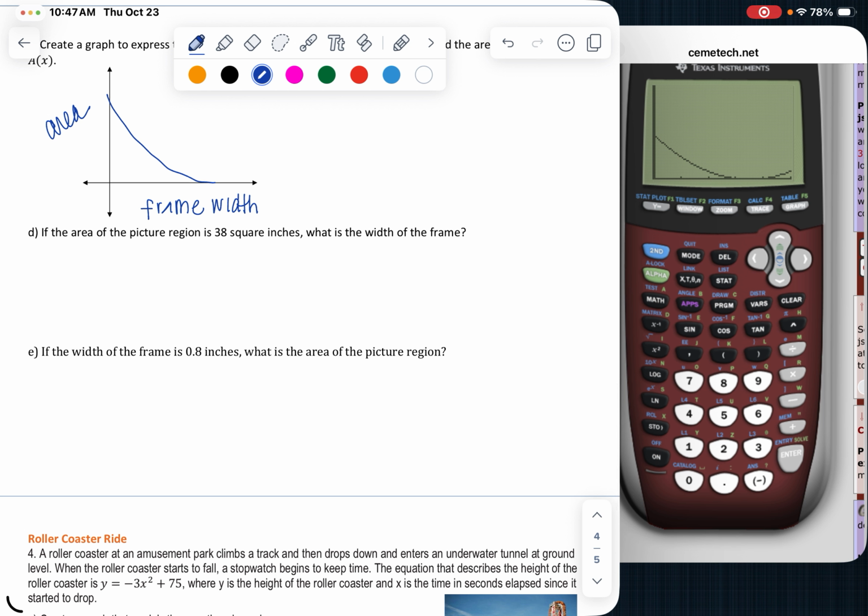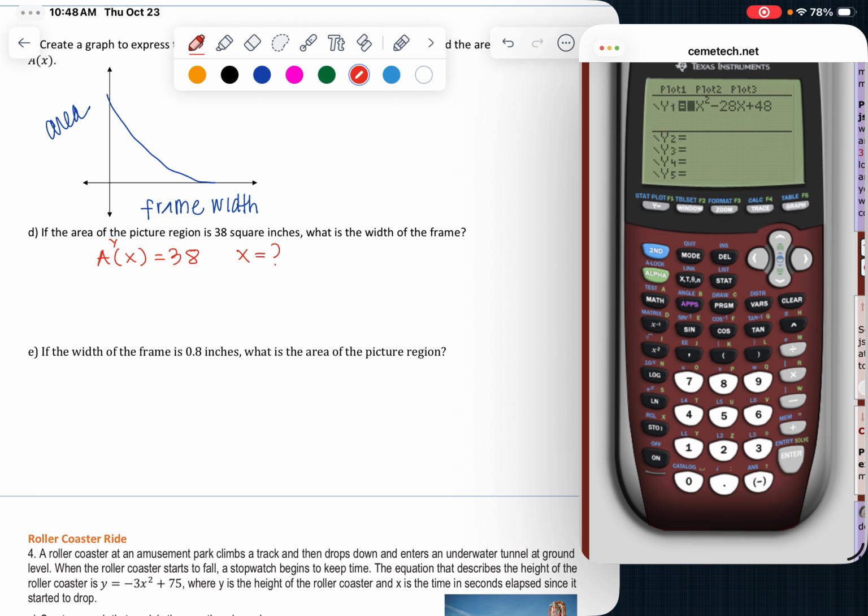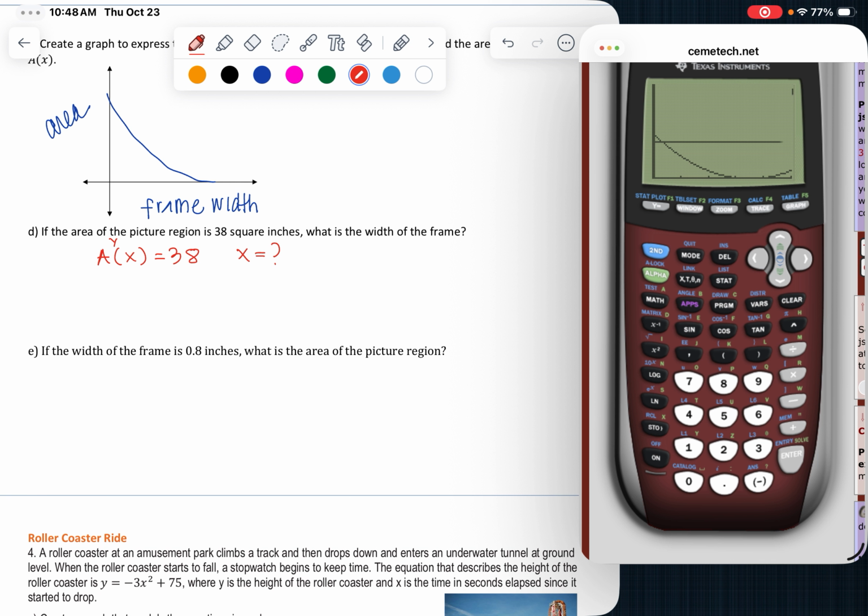Okay, all right, so if the area of the picture region is 38 square inches, what's the width of the frame? So I want to know if A of x is 38, what is x? If they were saying that the frame width is 38, I could just hit 38 and it'll tell me, but it doesn't do that for y values. So what we do is, this is the same thing as y. We are going to graph the line y equals 38. So I'm going to go back to y equals, graph the line y equals 38 and hit graph. It's going to create a horizontal line right here.